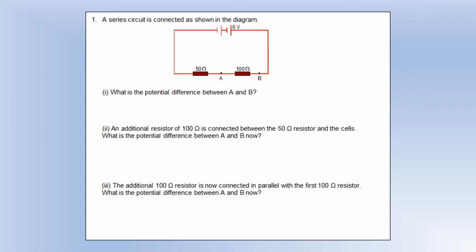Okay, so let's look at some Booklet 3 electricity questions. So we've got a series circuit shown in the diagram. We've got a 6-volt power source and 50 and 100 ohm resistance in series. What's the potential difference between A and B?